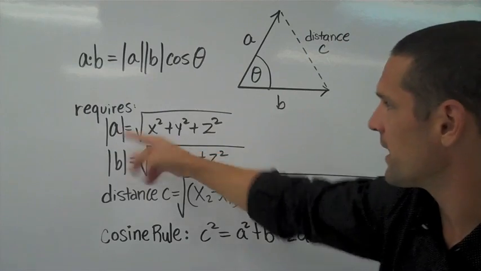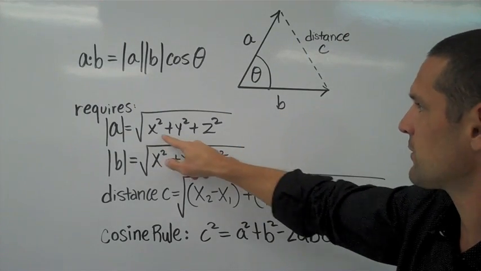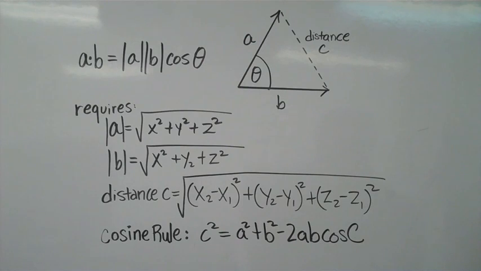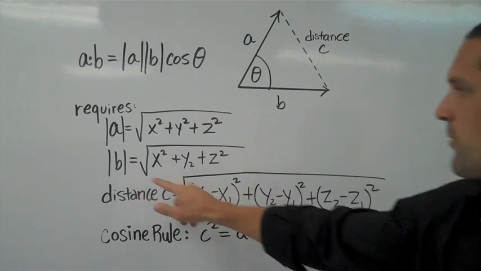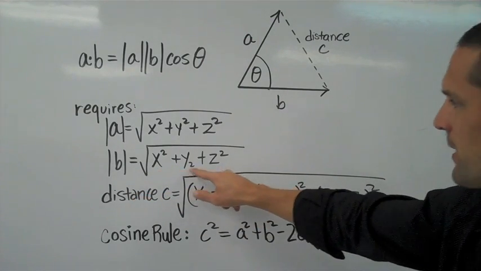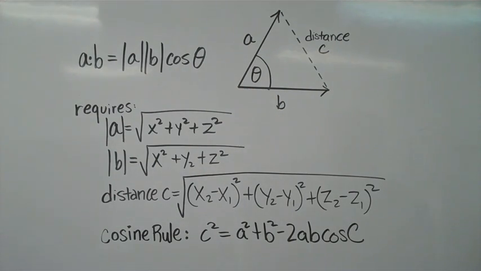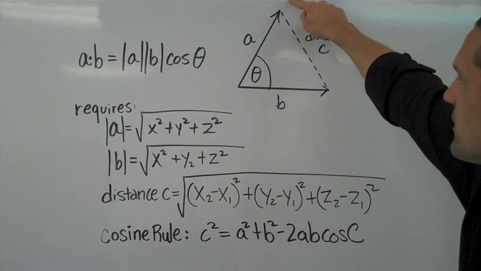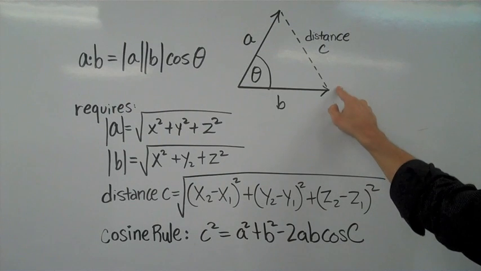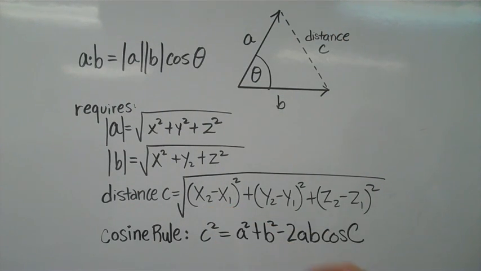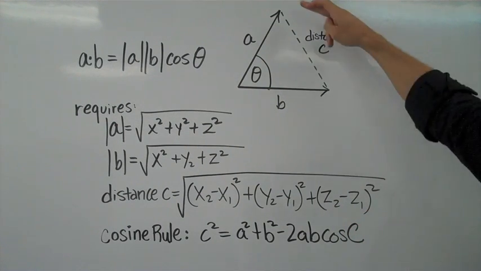We know that A, if this is in 3 dimensions, is going to be the square root of x squared plus y squared plus z squared for my values of x, y and z, and B will be the square root of x squared plus y squared plus z squared for the values of vector B. We could then find this distance c using the points here and the distance formula, x2 minus x1 squared plus y2 minus y1 squared plus z2 minus z1 squared, and find this distance c.